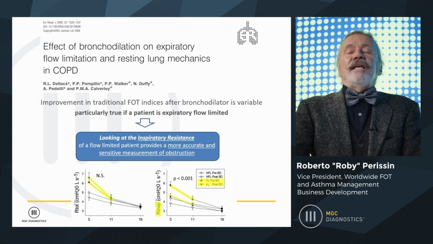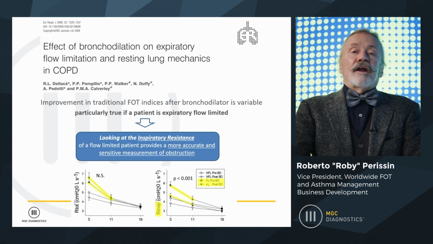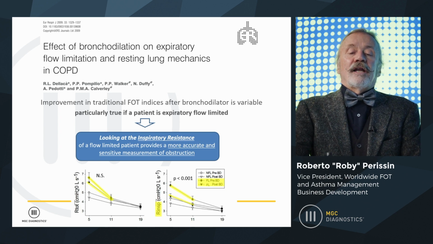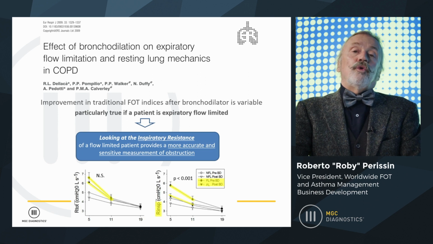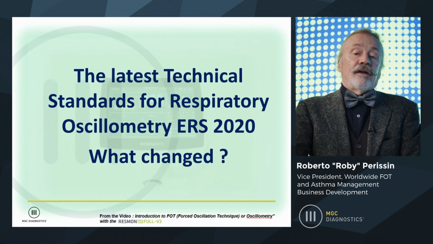One of the many validations shows how in extremely flow limited patients, before and after a bronchodilator, if you look on the left side and look at the total resistance, which includes the expiratory side, there is hardly any change. Very often when you look at the inspiratory resistance, so when the alveoli are always open, the true lung, you will see a significant change.